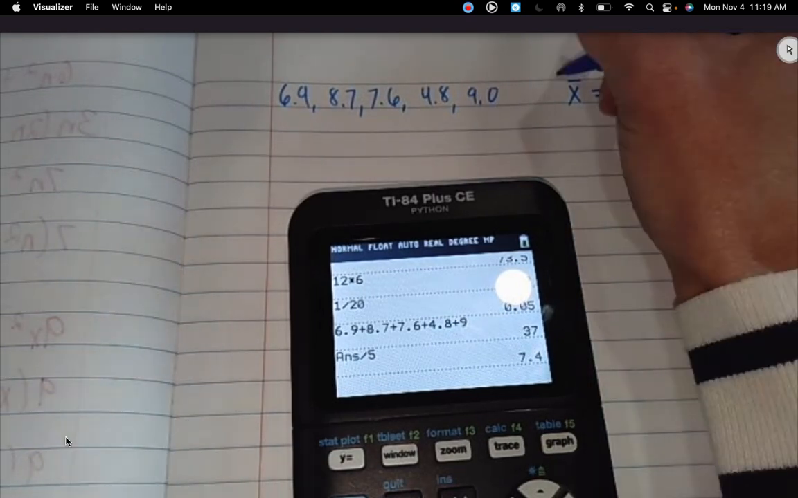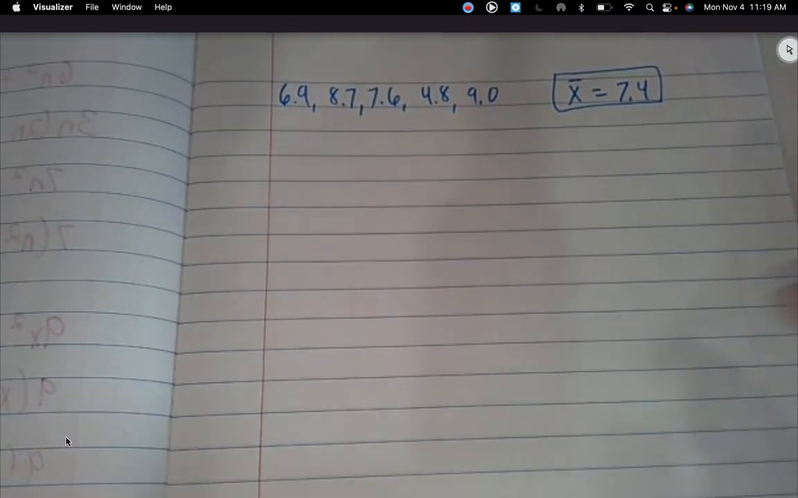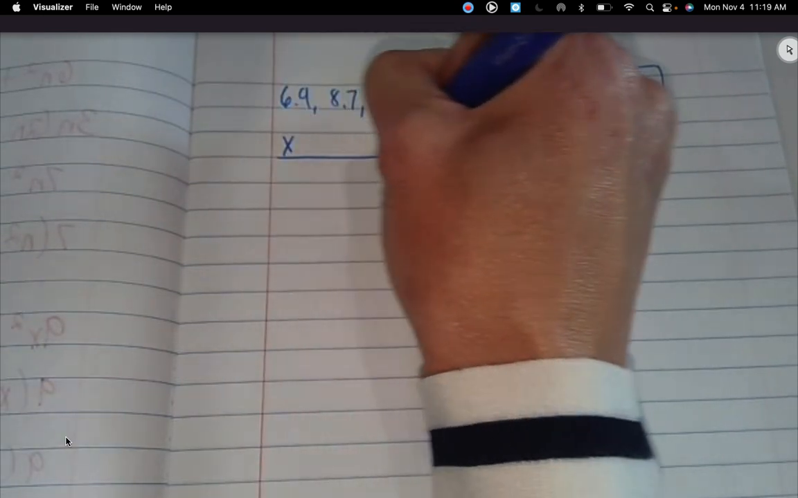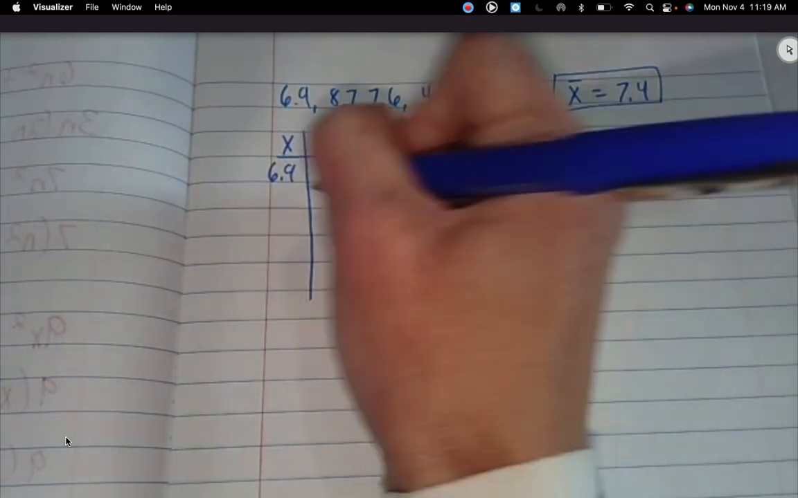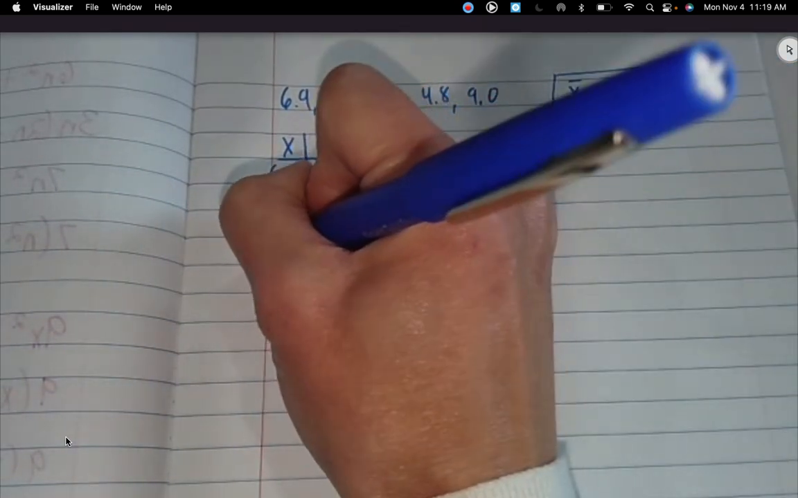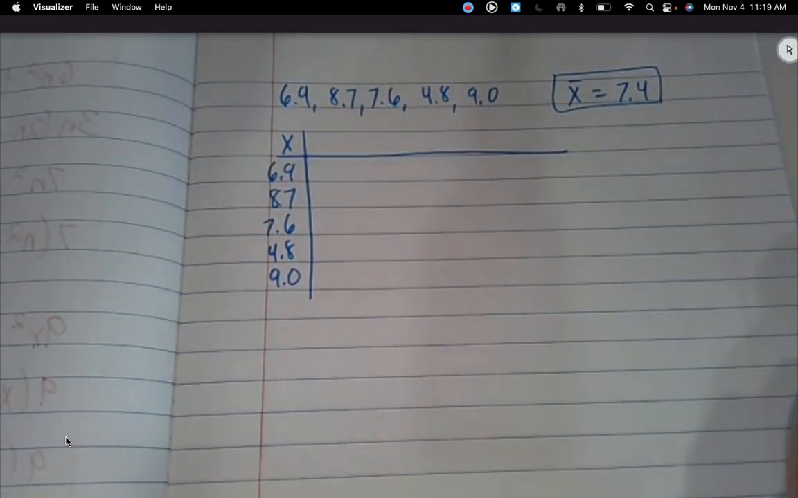Okay, so I'm going to use that. That was step 1. Now, in my table, I'm going to list, and y'all, I did this in college statistics. This is what I remember about college statistics, this right here. I draw my 6.9, my 8.7, 7.6, 4.8, and 9.0. Those are my values. Does everybody understand that? I just wrote them down. Those are my 5 numbers. If I had 10, I would have to write 10. If I had 20, Lord, I'd have to write 20.